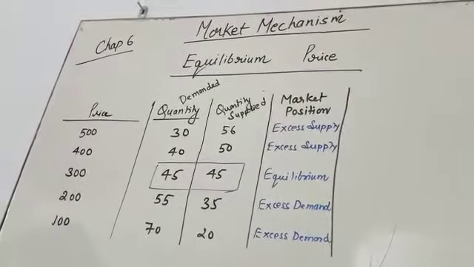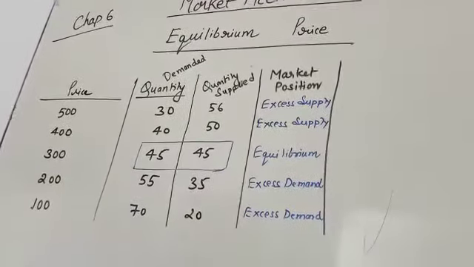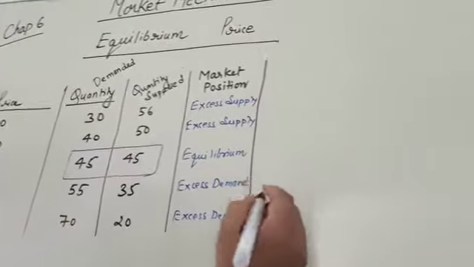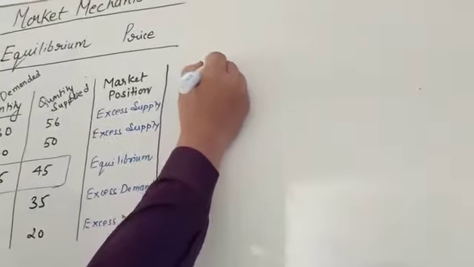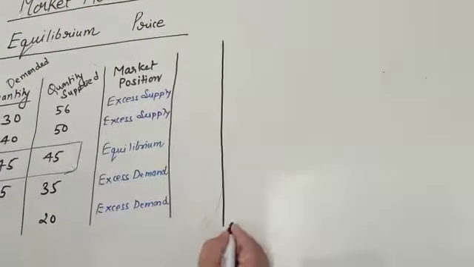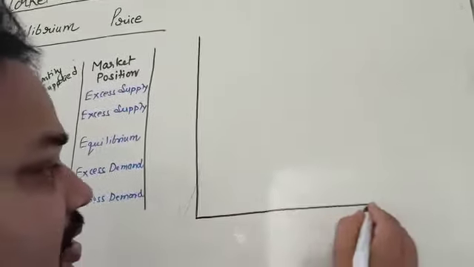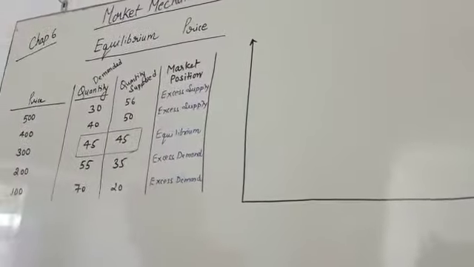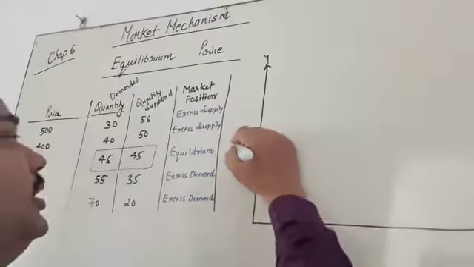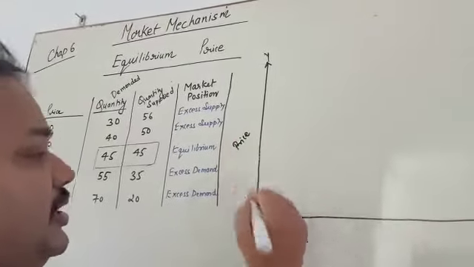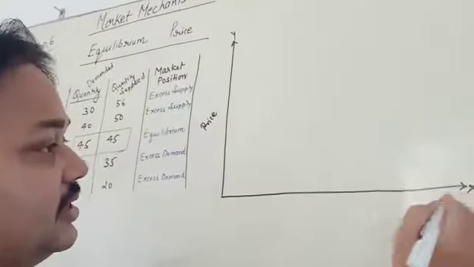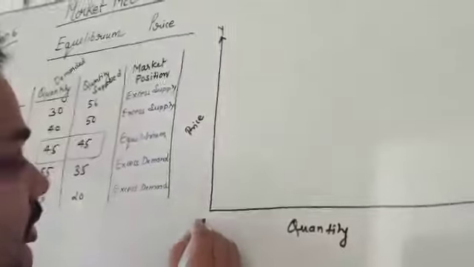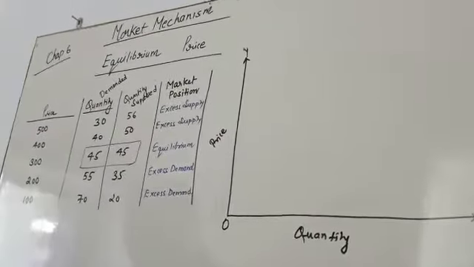In this diagram we are going to see where the equilibrium position is. So I am going to draw one graph. With the help of this graph you will be able to understand this position. Here I am going to take the y-axis. On the y-axis I am going to take price. On the x-axis I am going to take quantity.